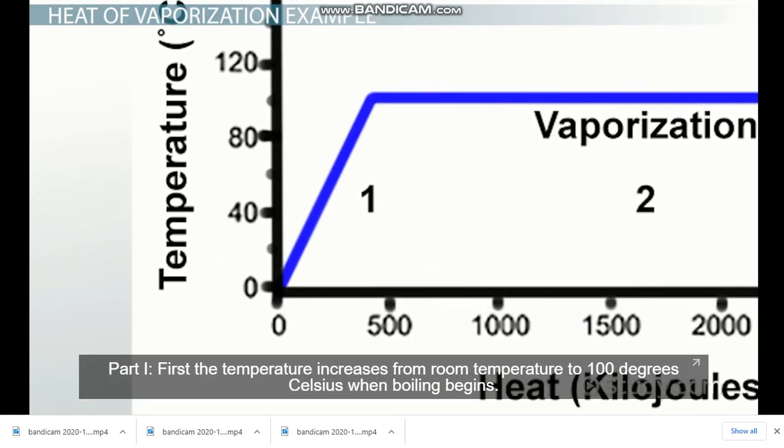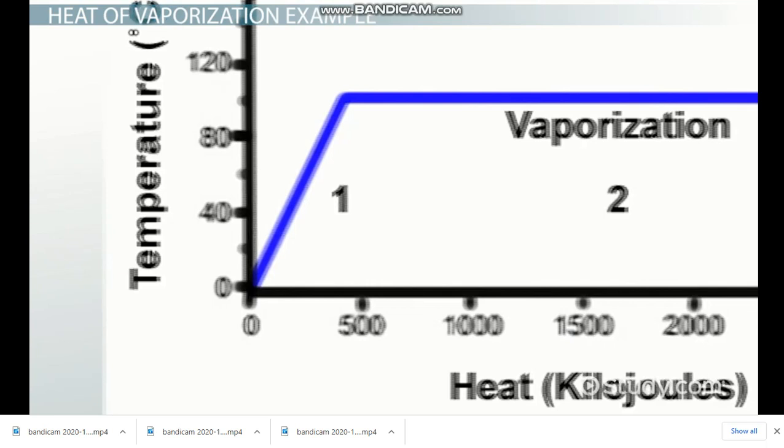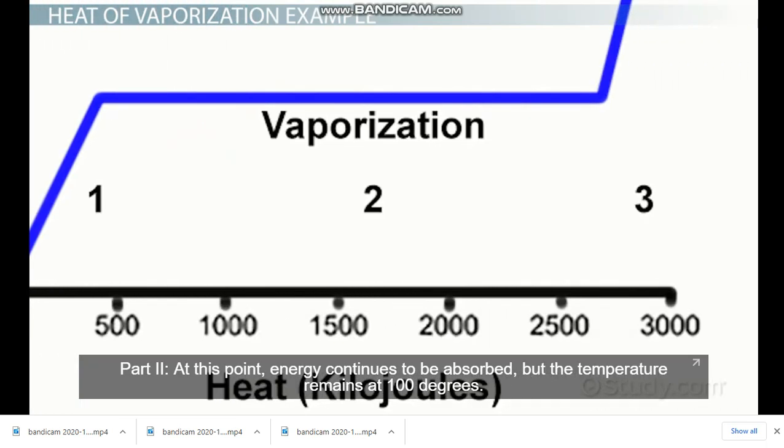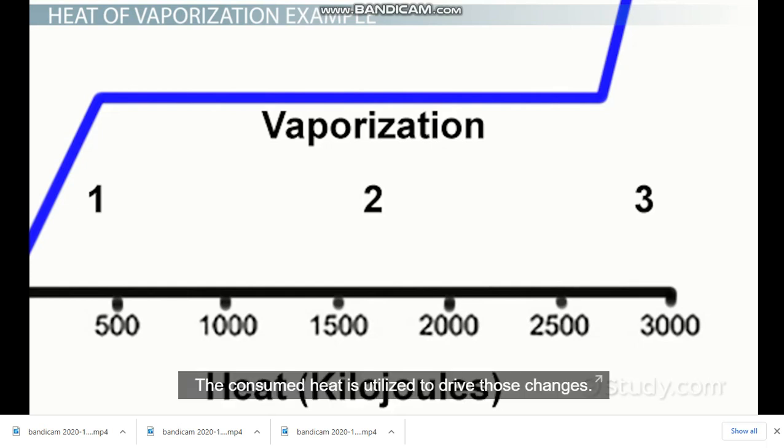Part 1. First, the temperature increases from room temperature to 100 degrees Celsius when boiling begins. Part 2. At this point, energy continues to be absorbed, but the temperature remains at 100 degrees. This is the case when the physical characteristics of water change in order to be transformed to vapor. The consumed heat is utilized to drive those changes.